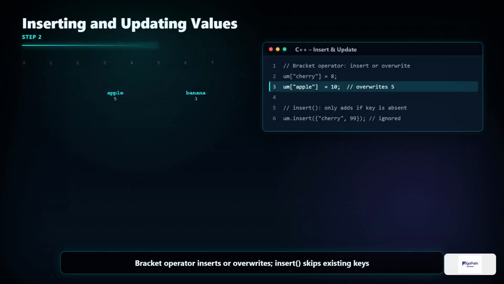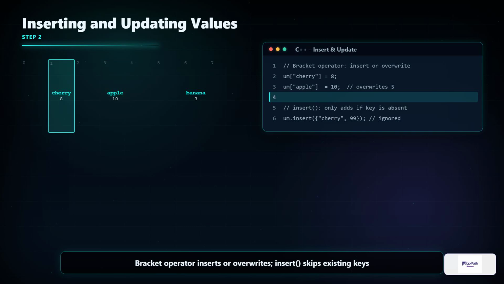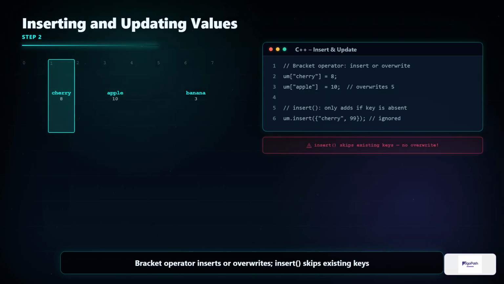Just like Python, the bracket operator inserts a new key-value pair if the key does not exist. And if the key already exists, the bracket operator overwrites the value, same as Python. The .insert method is different. If the key is already present, insert silently does nothing. This is a common source of bugs when coming from Python.